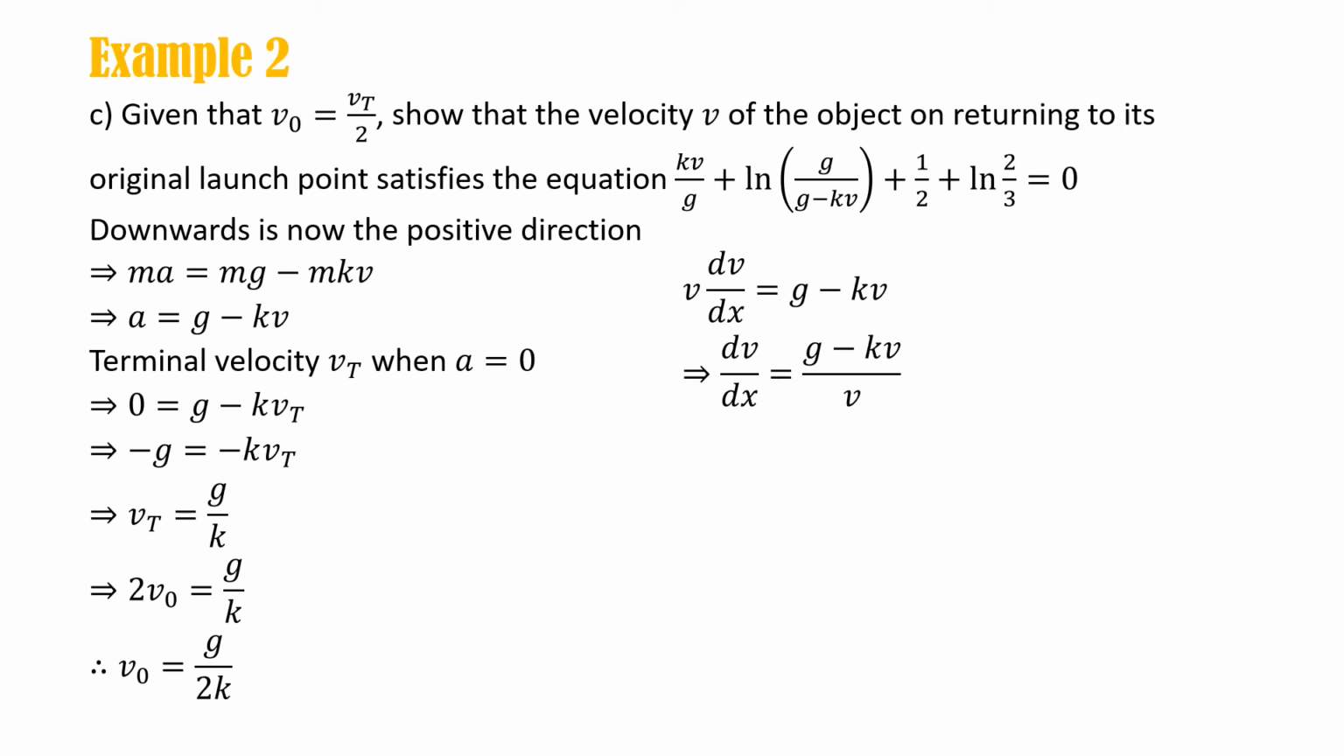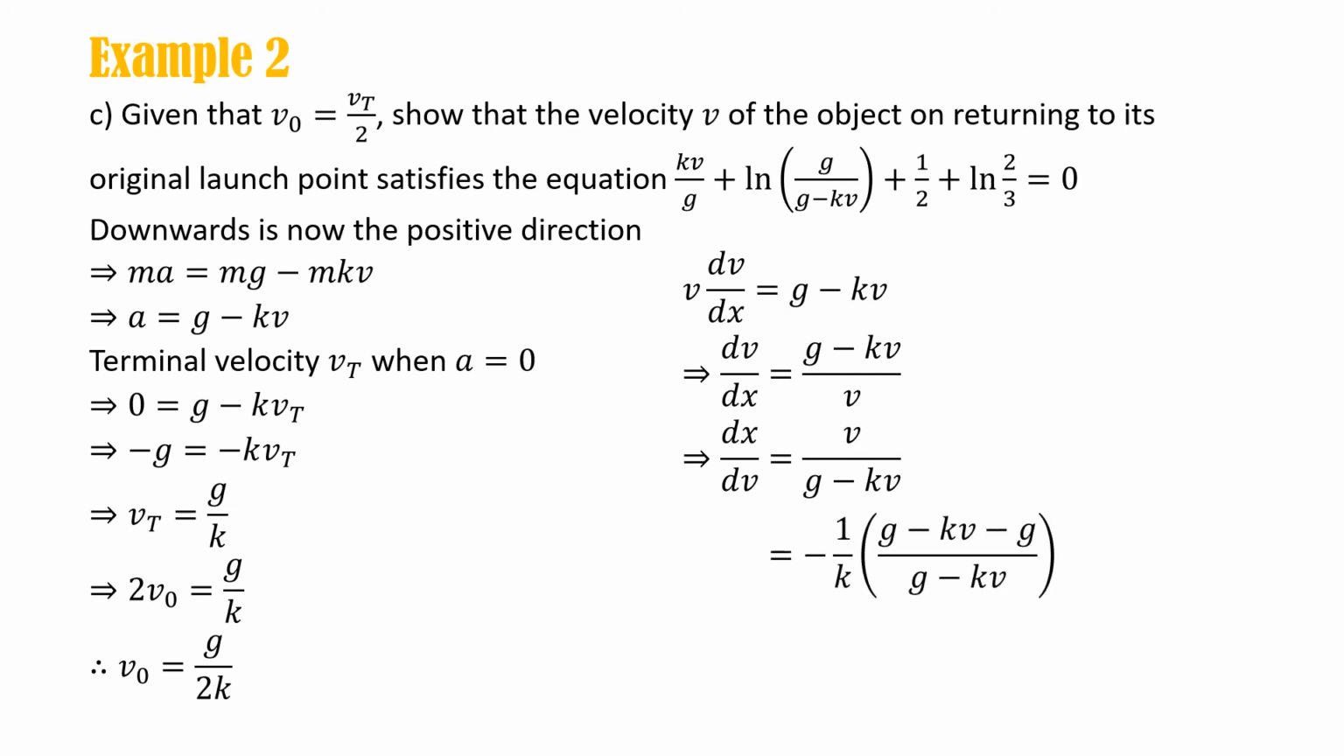But again, we want to flip them so that we get dx dv is equal to v over g minus kv. We want to get our numerator looking like our denominator. So we want to add g and minus g. We want to multiply it by negative k. So if we're multiplying it by negative k, we're also multiplying it by negative 1 on k.